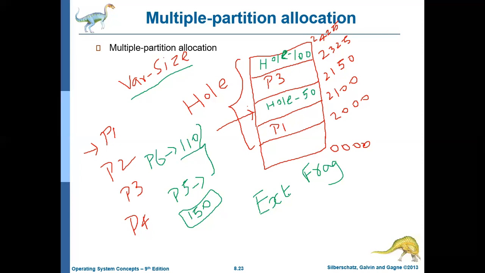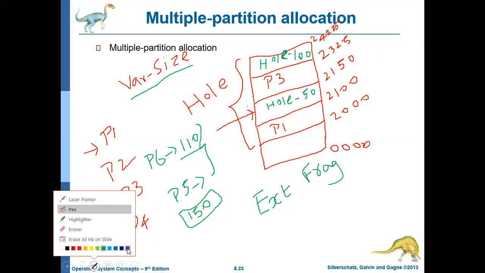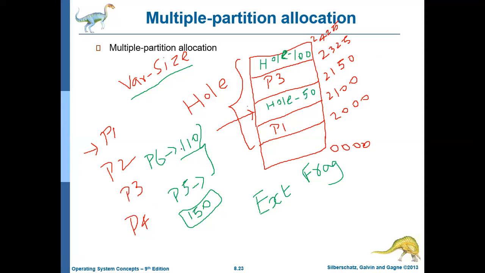Okay, fine. So there is one way to eliminate external fragmentation. There is a technique called compaction. By using the technique of compaction, the problem of external fragmentation can be overcome. Okay. So what is compaction? Let us see.